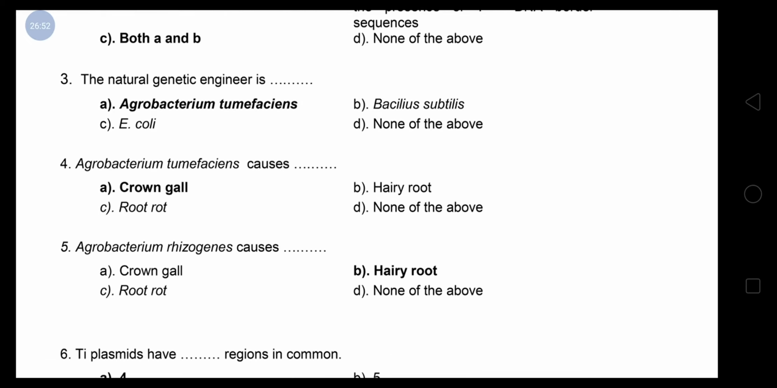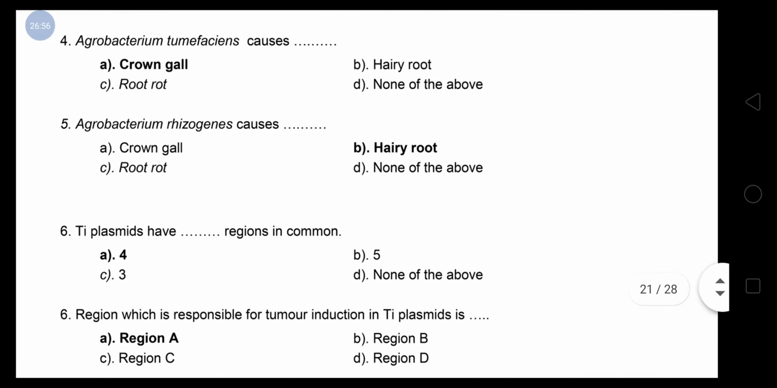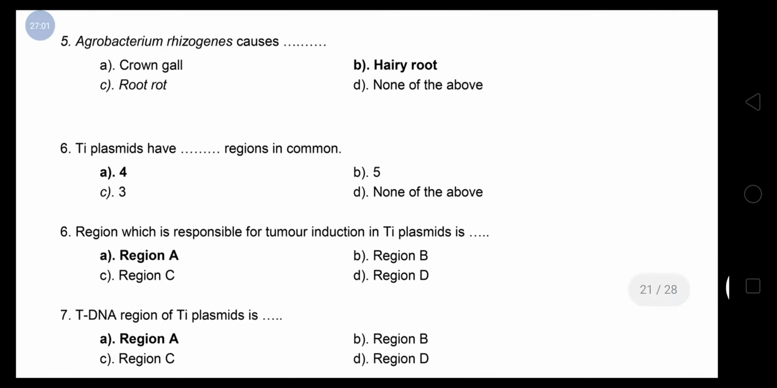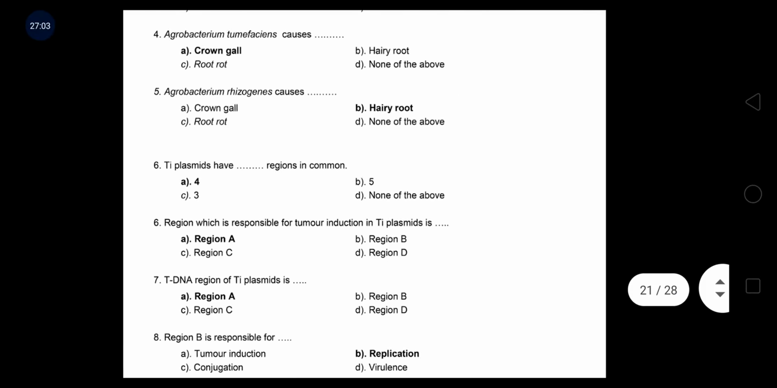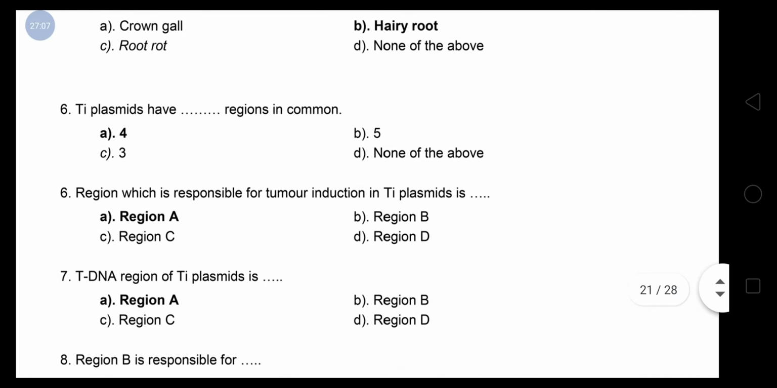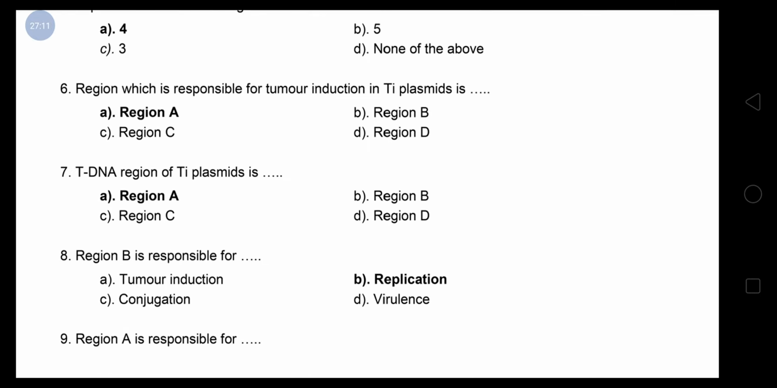The natural genetic engineer is Agrobacterium tumefaciens. It causes crown gall. Another species is Agrobacterium rhizogenes, which causes hairy root. Ti plasmids have four regions in common. I'll just tell you the different regions. The region responsible for tumor induction is the Ti region, region A.